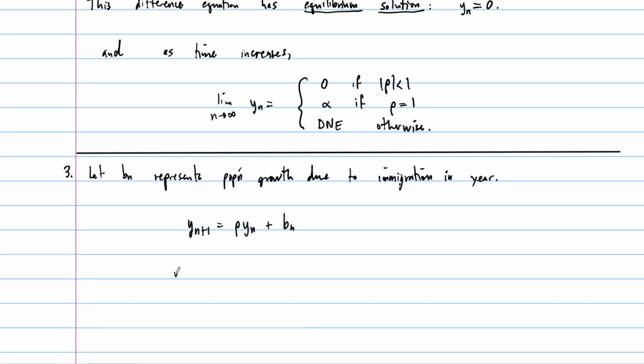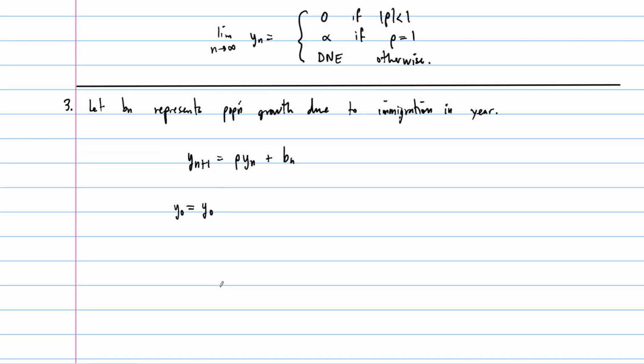So what this means is, I'm just going to leave this as y0. It could be alpha, but let's leave it as y0 for now, just so we can try to write down a solution here. So there's our y0. Then in year 1, what is it going to be? When n is 1, according to this, it's going to be rho times y0 plus b0. Just plug in, right?